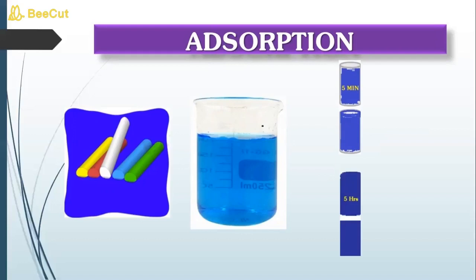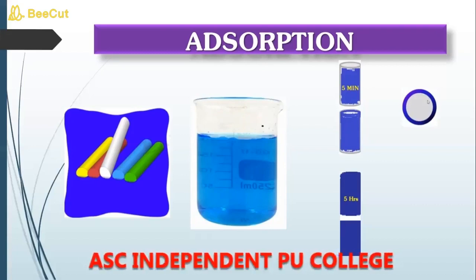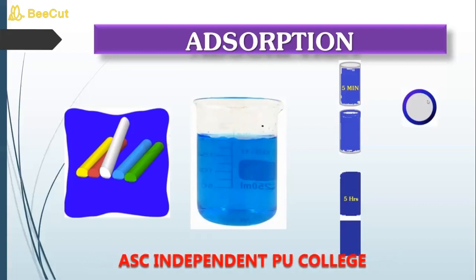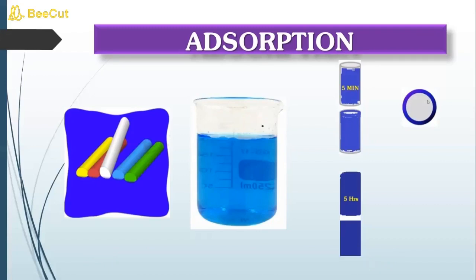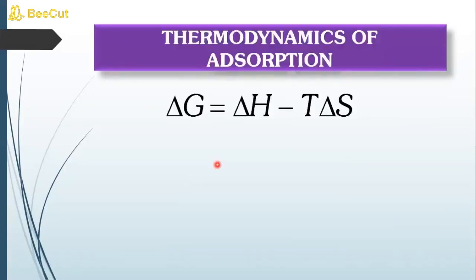The observation I've made is that the chalk piece which has been kept for 5 minutes had blue colored ink only on the surface, but if the same chalk piece has been retained for 5 hours, the scenario is entirely surprising. The reason is that the chalk piece has started its journey with adsorption, but finally ended up with absorption. I mean to say, over a period of time, the chalk piece has undergone sorption. A couple of moments ago, I was telling you that adsorption is a spontaneous process.